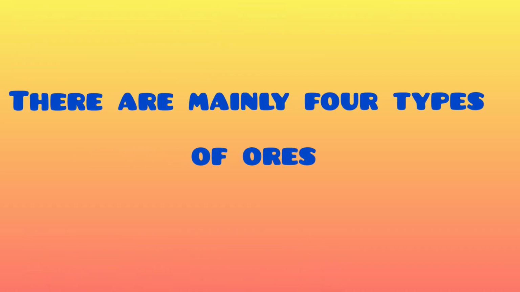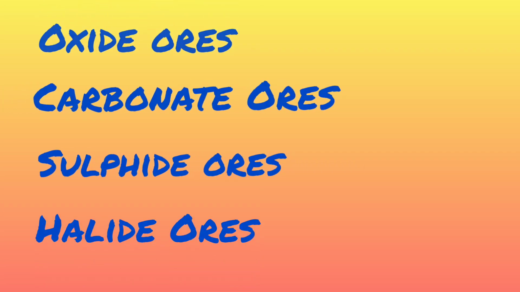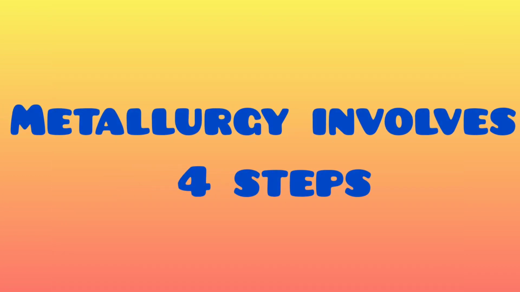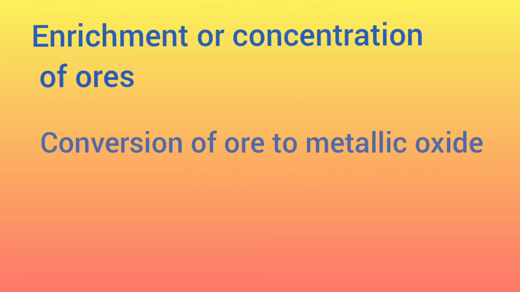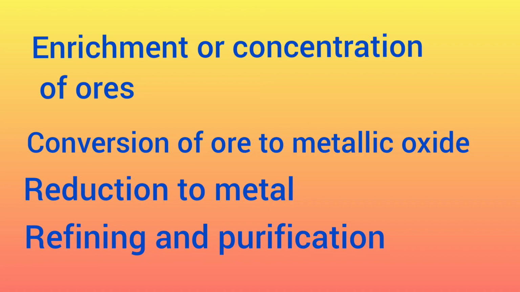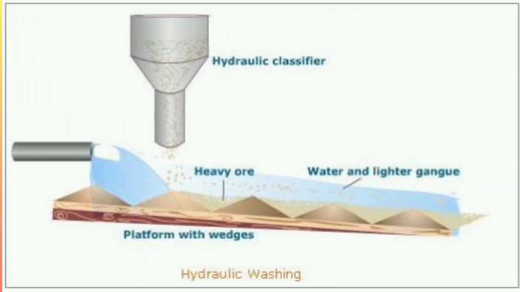Now let's learn the different types of ores. There are mainly 4 types of ores: oxide ores, carbonate ores, sulfide ores and halide ores. Based on the reactivity of the metals, the concentration of the ores is done. Metallurgy involves 4 steps. They are enrichment of the ore, conversion of the ore to metallic oxide, reduction of the metallic oxide to metal, and refining or purification. The first type of enrichment we are going to see here is hydraulic washing.